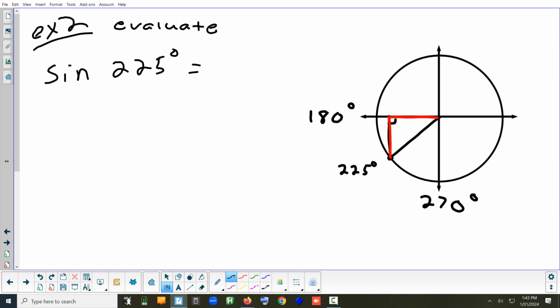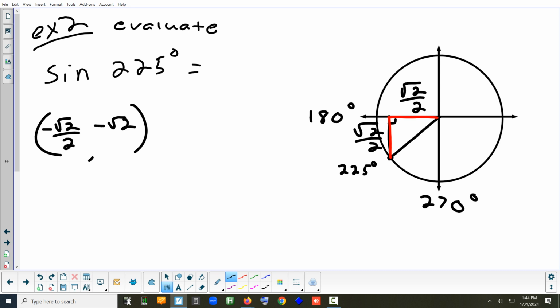All right. So that means since it's the 45-45, how long is each leg? Square root 2 over 2. Yep. And both square root 2 over 2. Now, when you write your coordinate, just be careful because you are in the third quadrant. So what does that mean about both the x and the y? Both x and y are negative. They both are negative. So left root 2 over 2, down root 2 over 2. And that's the coordinate for 225.